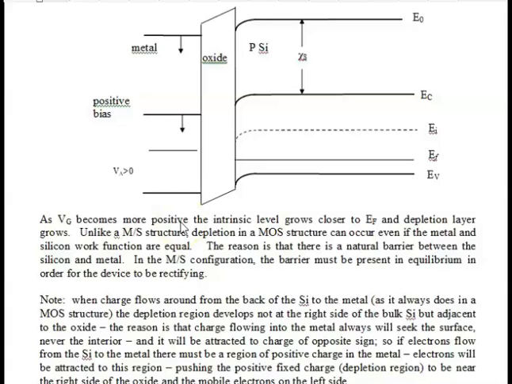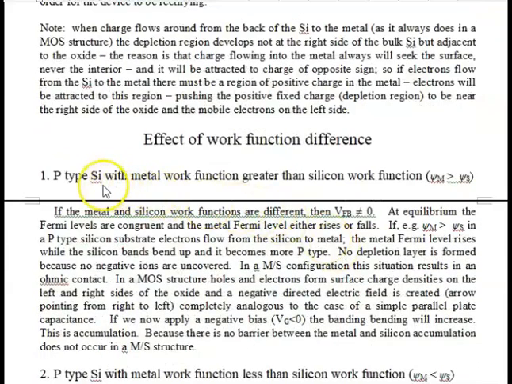So now we look at the situation of the structure where the metal work function and the silicon work function are not equal. The first thing we have to realize is when we have a difference in work functions between the metal and the silicon, the flat band voltage is not equal to 0, and we're going to be either in accumulation or in depletion in equilibrium. So let's start with the non-ideal case for P silicon, where the metal work function is greater than the silicon work function. In that case, we're going to be in accumulation at equilibrium.